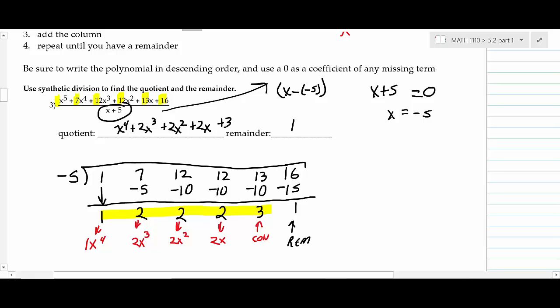Okay? Now this is a quicker, easier way to do long division, but it only works if you have like divide by x plus 5, x minus 5. That's all. The only time it's going to work for you. Okay? All right, any questions about that?